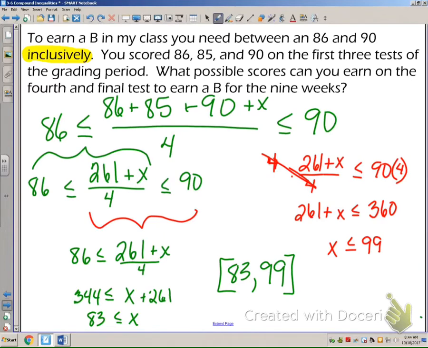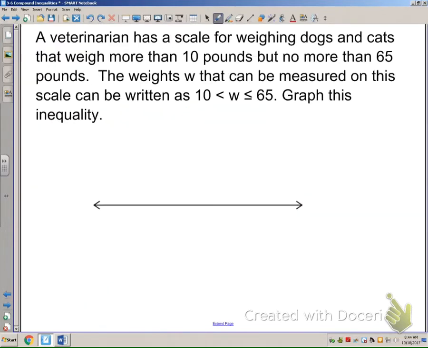Okay, so a veterinarian has a scale for weighing dogs and cats that weigh more than 10 pounds but no more than 65. So they weigh more than 10, so we'll just do W for their weight. So they have to weigh more than 10 pounds. So W must be bigger than 10, so that implies 10 is less than W, but no more than 65. So they cannot weigh more than 65. So they have to be less than, or they could be exactly 65.